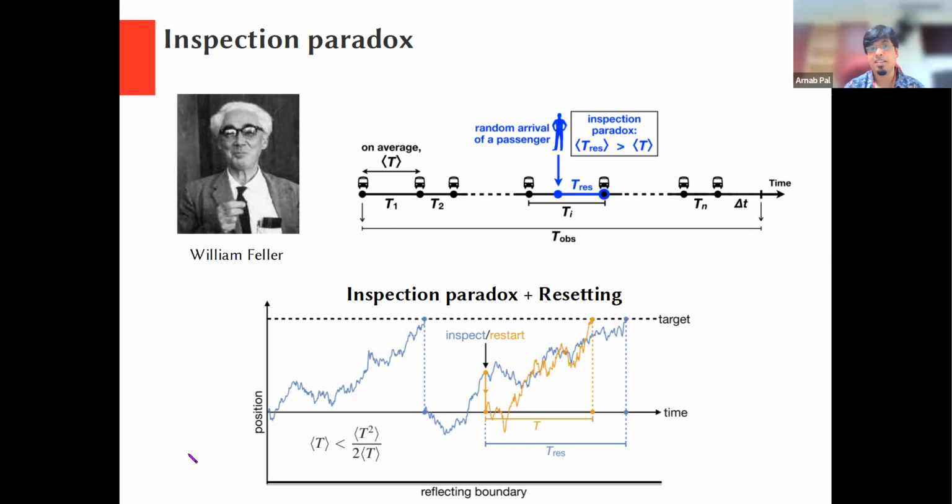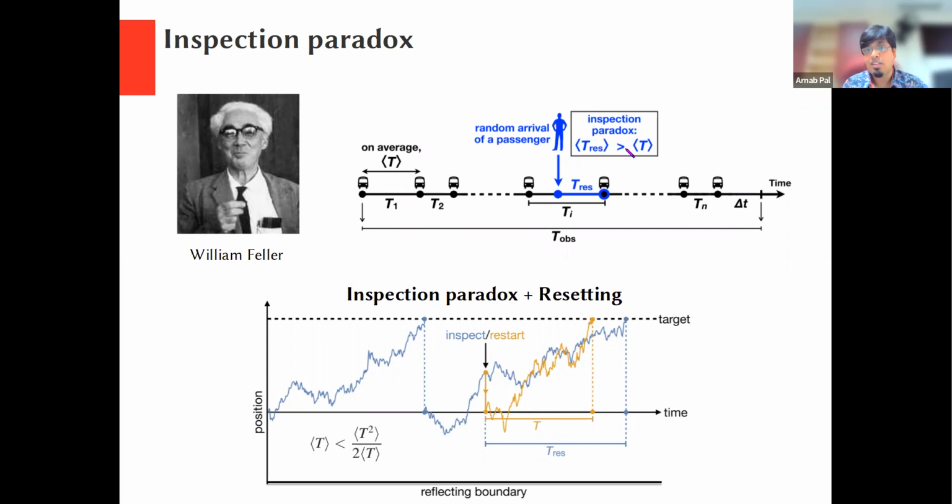Right. So basically what I meant here is this T average is when you restart the process, the remaining time of the process is T average. If you follow the yellow trajectory, the remaining time is T. On the other hand, you have this T residual, where you did not really disturb the trajectory. You just inspected the trajectory, like the arrival of the buses. So on the right-hand side I have written the T residual. The exact expression for T residual is given by T squared by 2T. This is the formal expression for T residual.